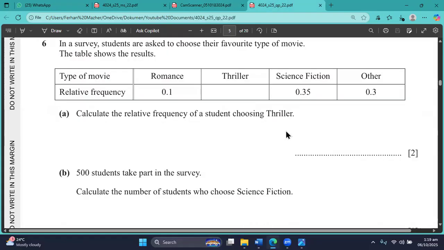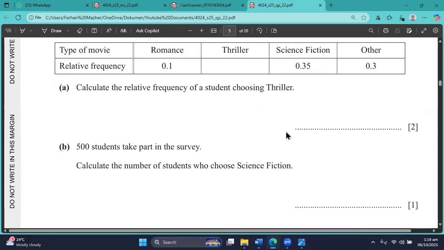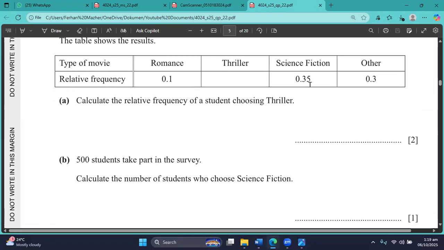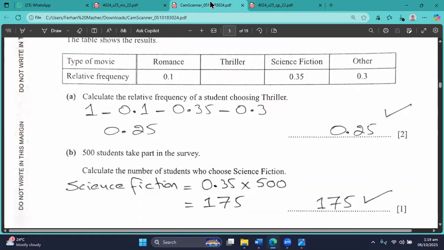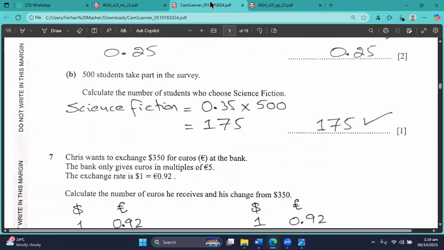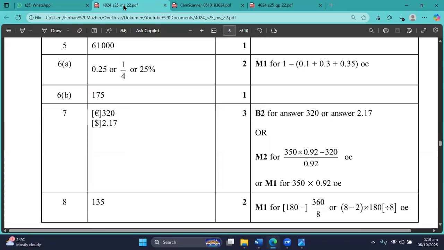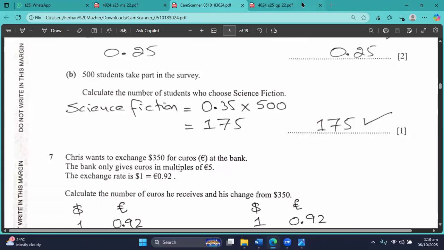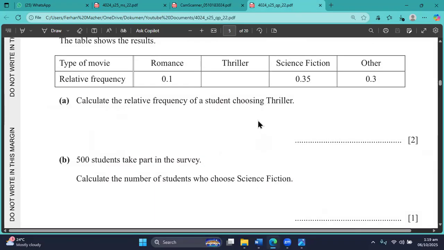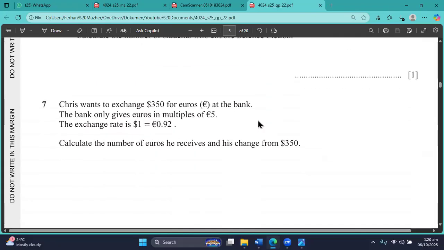Okay. So now he says 500 students take part in the survey. Calculate the number of students who choose science fiction. We know the relative frequency of science fiction, that is 0.35. Simply multiply it with 500. You will get the number of students who, out of 500, will choose science fiction. So 0.35 multiplied by 500 will be 175. So 175 students out of 500 will choose science fiction. So the next question is question number 7.